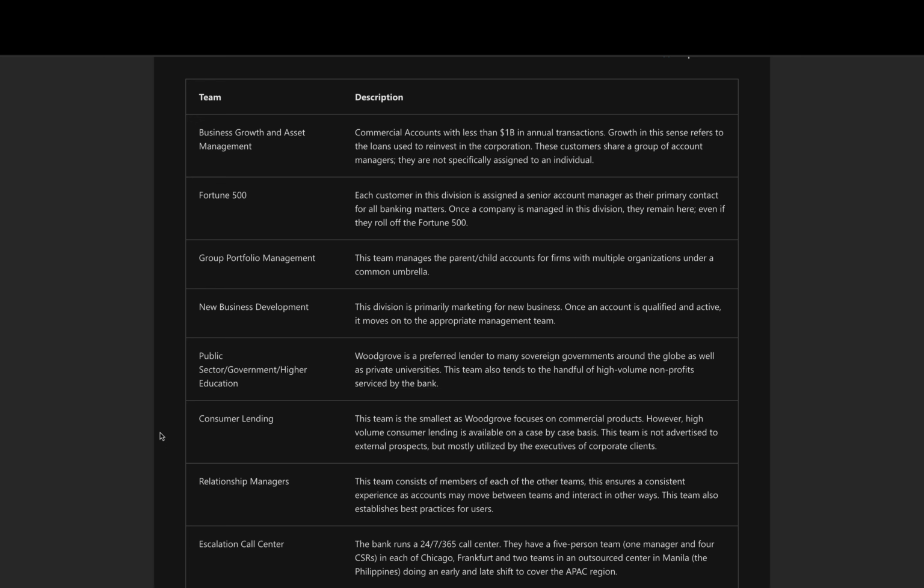Group Portfolio Management. This team manages the parent-child accounts for firms with multiple organizations under a common umbrella. New Business Development. This division is primarily marketing for new business. Once an account is qualified and active, it moves on to the appropriate management team.